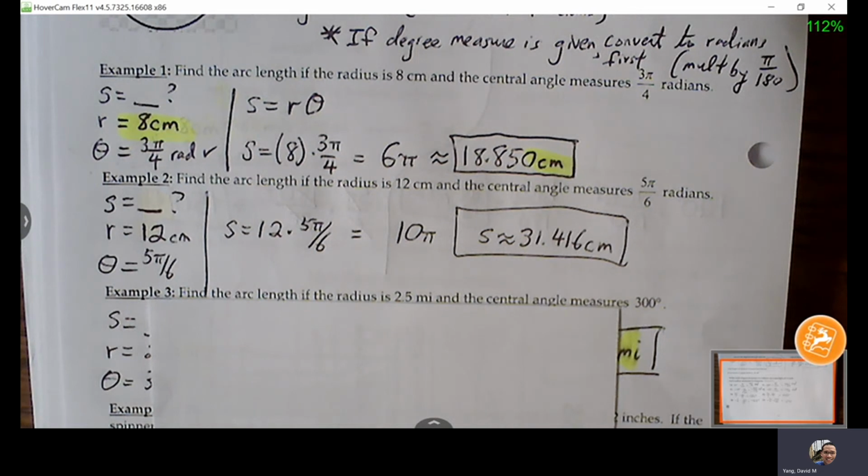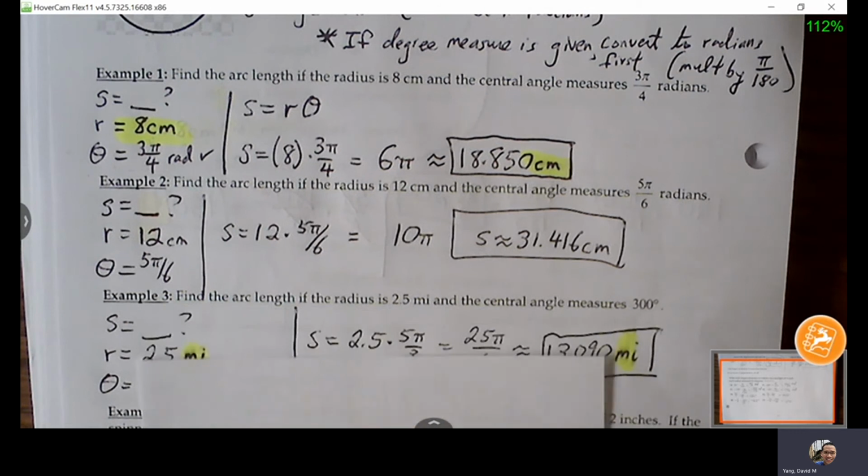So we're using the same formula every time, right? We may have to do that additional step of changing our degrees to be in terms of radians. But another thing to keep in mind is that it doesn't mean that every problem we're going to solve for s. Sometimes you may be solving for theta, sometimes you may be solving for radius. The first page here looks like we're pretty much just solving for s all the way through, but we're going to see some variations on the homework page on page 19. Okay, so here's example 3.